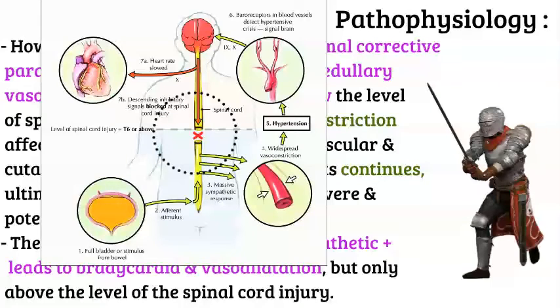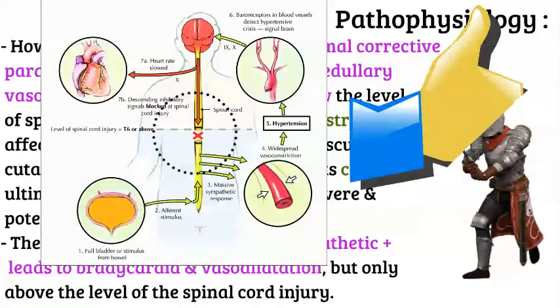Baroreceptors in the blood vessels will detect the hypertensive crisis and send a signal to the brain via the vagus nerve. Later, the heart rate will slow. There will be a descending inhibitory signal sent, but it is blocked at the spinal cord injury level, T6 or above. This cycle will continue until the stimulus is removed, or fatal complications occur.